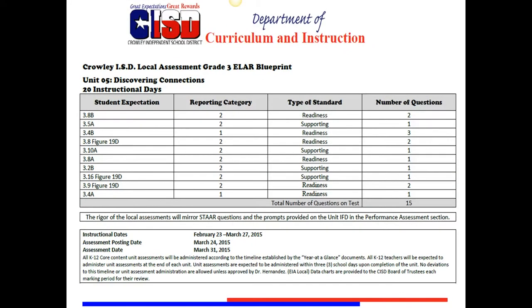Please take a moment to review your Grade 3 ELAR blueprint. There are 20 instructional days in Unit 5, Discovering Connections. The instructional dates are February 23rd through March 27th. The assessment will be posted on March 24th, and the assessment date is March 31st.